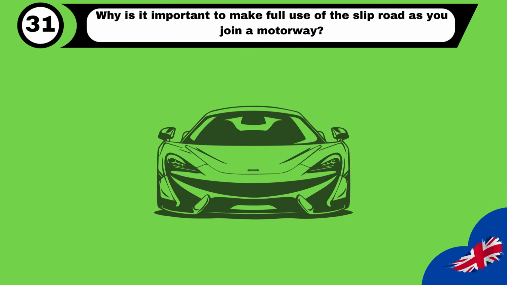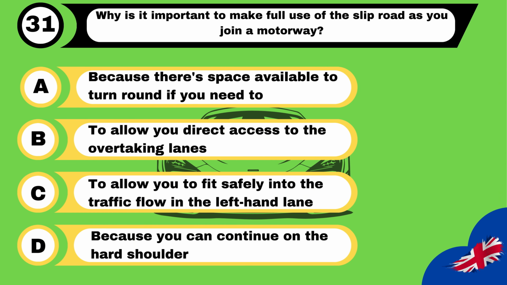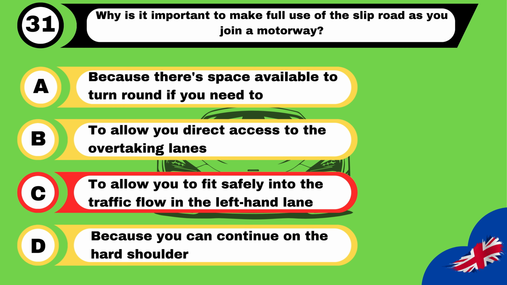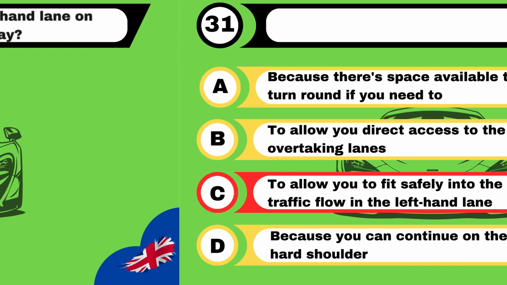Question 31. Why is it important to make full use of the slip road as you join a motorway? A. Because there's space available to turn round if you need to. B. To allow you direct access to the overtaking lanes. C. To allow you to fit safely into the traffic flow in the left-hand lane. D. Because you can continue on the hard shoulder. The answer is C. To allow you to fit safely into the traffic flow in the left-hand lane.